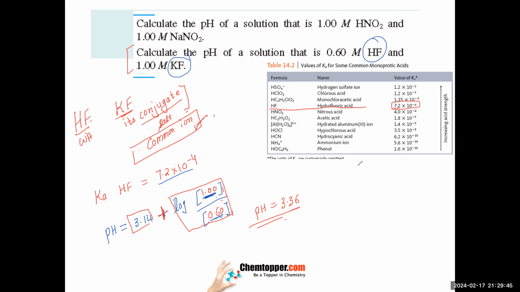So this is how we are going to work out the pH of the buffers by using the Henderson-Hasselbalch equation.